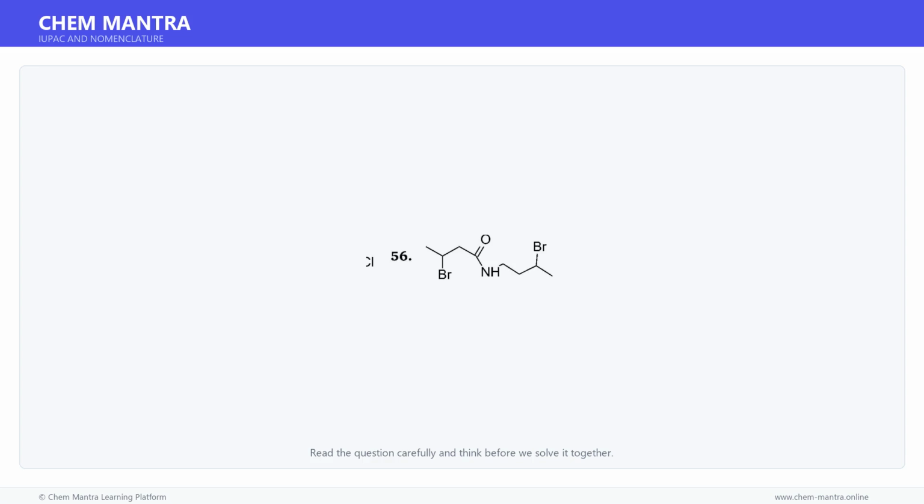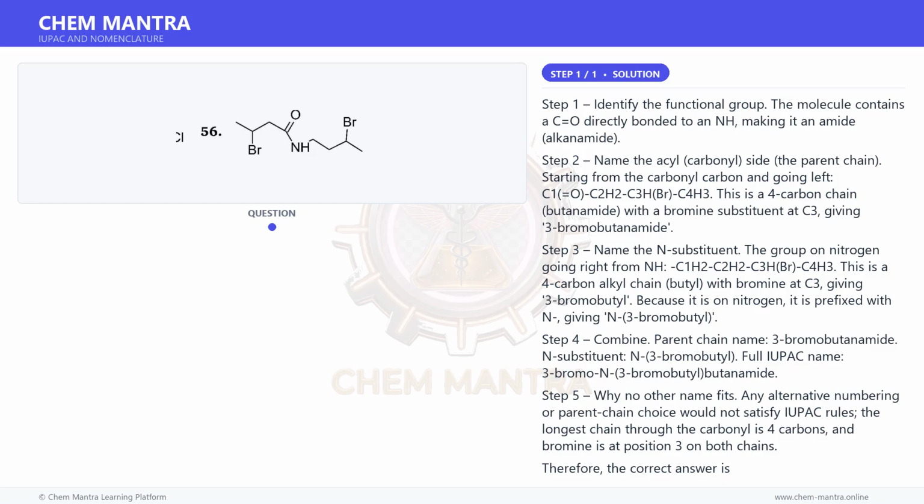Here is a question. Read it carefully and think about the answer. Let us solve it step by step. Let us begin solving this step by step. Step 1. Identify the functional group. The molecule contains a C=O directly bonded to an NH, making it an amide, alkanamide.